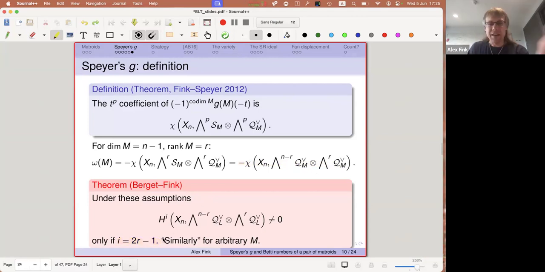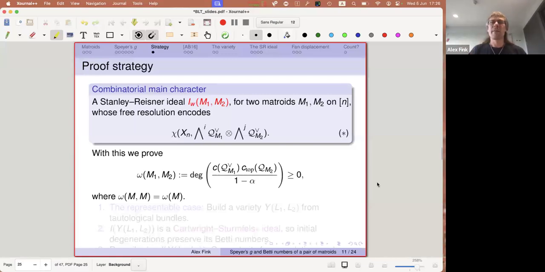Okay, that's the representable thing. I've written similarly for arbitrary M. Well, for arbitrary M, I don't know how to make sense of this vector bundle cohomology directly. So what we do for not necessarily representable matroids is move to the setting of simplicial complexes, Stanley-Reisner theory, and encode these homological numbers in terms of homological information about the simplicial complex. So here is the big strategy.